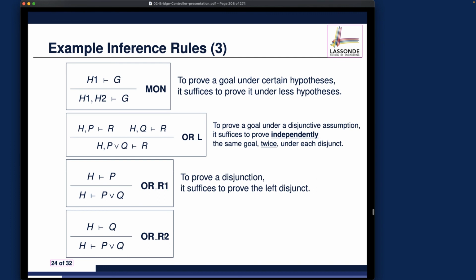Symmetrically, you can see here we have R2 over here. Again, R over here stands for the right of the turnstile. That's what we are trying to transform. And if you want to prove some disjunctive goal, it would be sufficient to prove just the right disjunct. Either prove the left disjunct or the right disjunct over here. Either one, so that's why it's 1 or 2 over here.